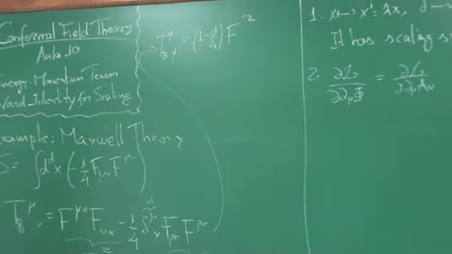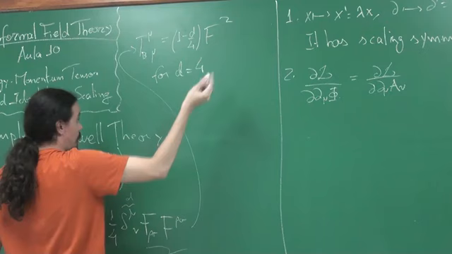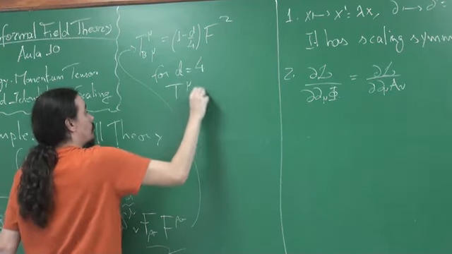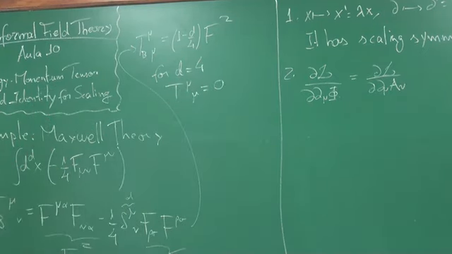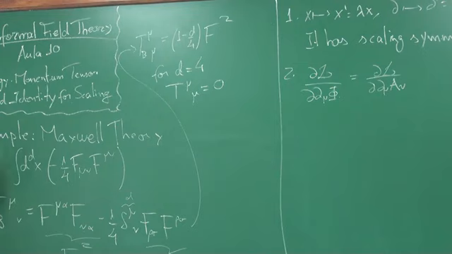Okay? So we see that in 4 dimensions, we have a traceless energy-momentum tensor. So in 4 dimensions, the free Maxwell theory is conformal. Okay, this is what we knew.